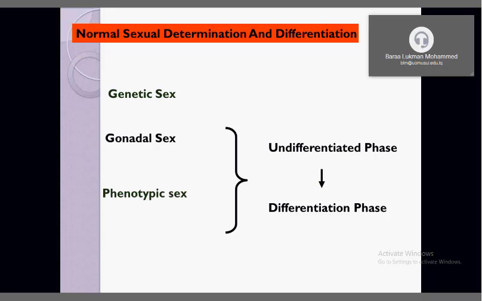Gonadal sex and phenotypic sex pass through 2 different phases: the undifferentiated phase and then the differentiated phase. In the undifferentiated stage, it is indistinguishable between male and female, while in the differentiated stage you can differentiate the gonad or the internal and external genital organs between male and female.